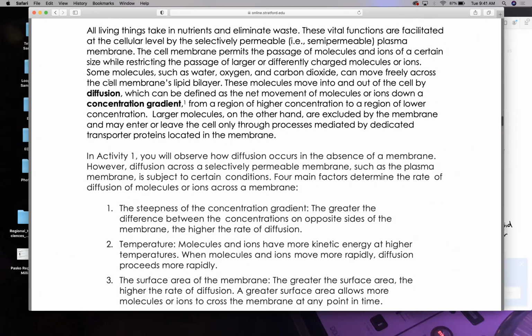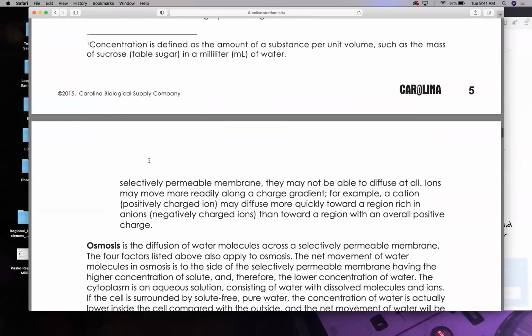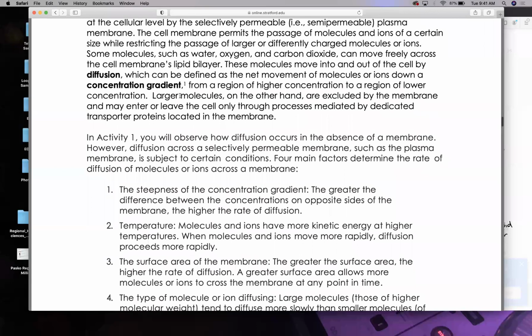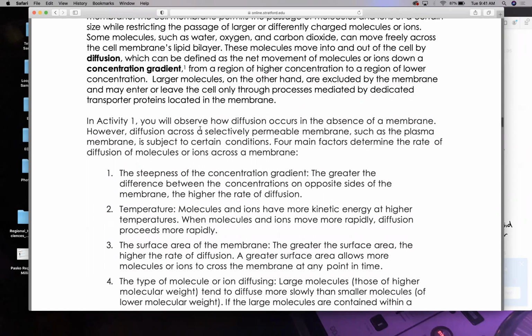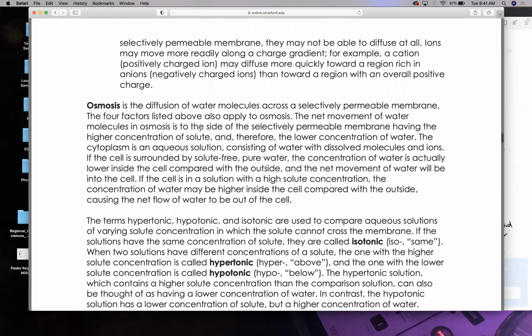Now, diffusion, again, is movement of molecules from an area of high concentration to an area of low concentration. And in order to move up the gradient, right, from an area of low concentration to high concentration, which your body does for other things, it requires energy. But moving down the gradient from an area of high concentration to an area of low concentration does not require energy.